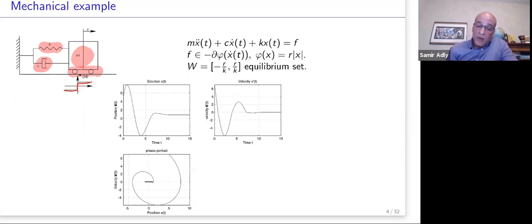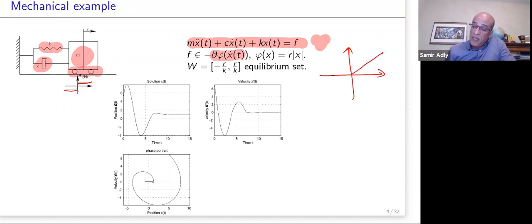If we write down the fundamental law of Newton, mass times the acceleration is equal to the sum of forces, you will get this differential inclusion that you see here, okay? And of course here, since my function phi is only r times the absolute value, its subdifferential is exactly, let's say, minus r to plus r, okay? And you have the whole interval here.